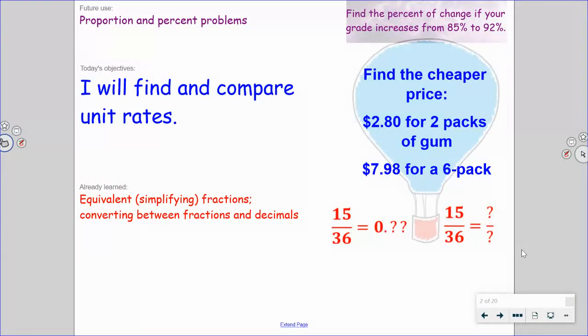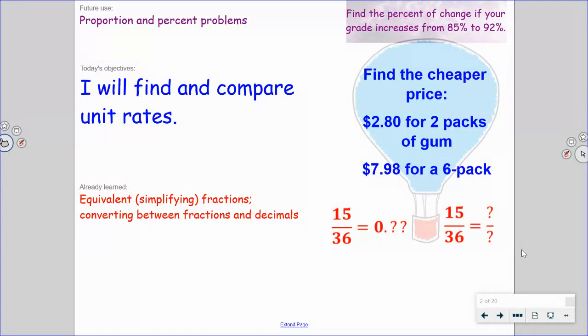So our goal today: I will find and compare unit rates. Now you look at $2.80 for 2 packs of gum, $7.98 for a 6-pack. Which of those is the better deal? Now, skills that we have learned in the past for this will include equivalent fractions, simplifying fractions. In other words, 15 over 36 is equal to what? But also converting between fractions and decimals through division.